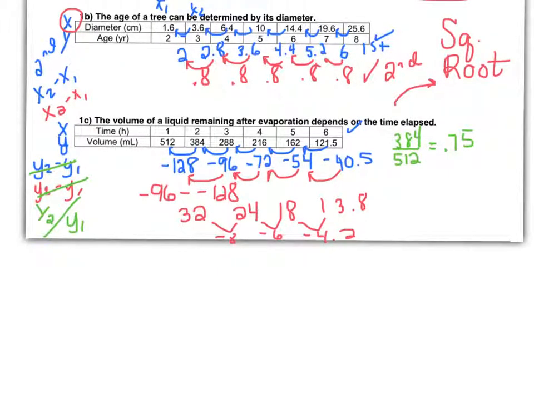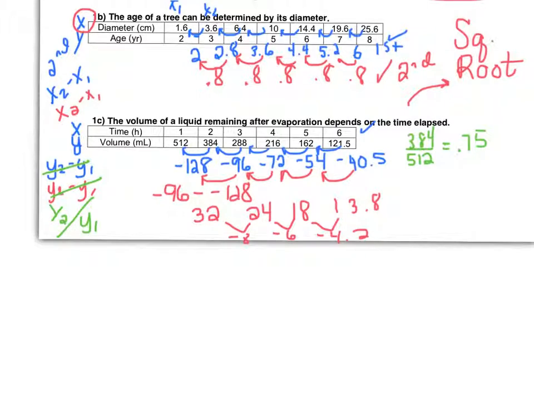So the next one we'll try is 288 over 384. We're always doing the second one divided by the first one. So let's type that in, 288 divided by 384, and we get 0.75. All right, let's keep trying this. 216 over 288 would be the next one we would try. 216 over 288.